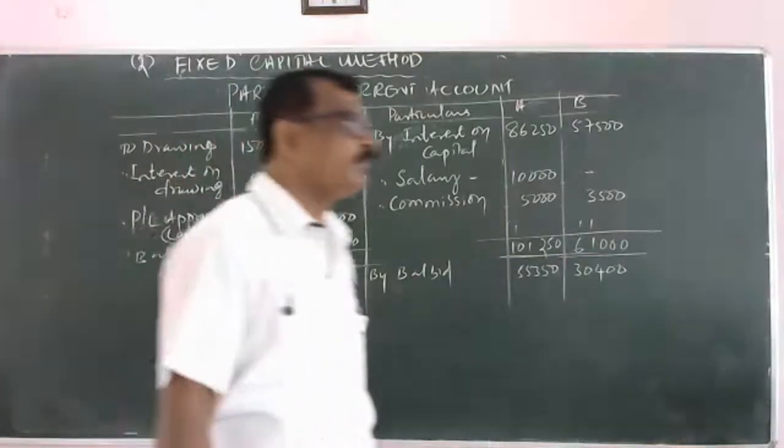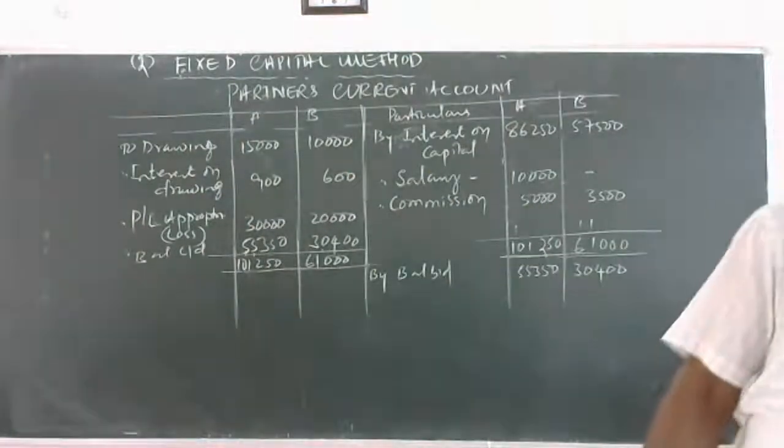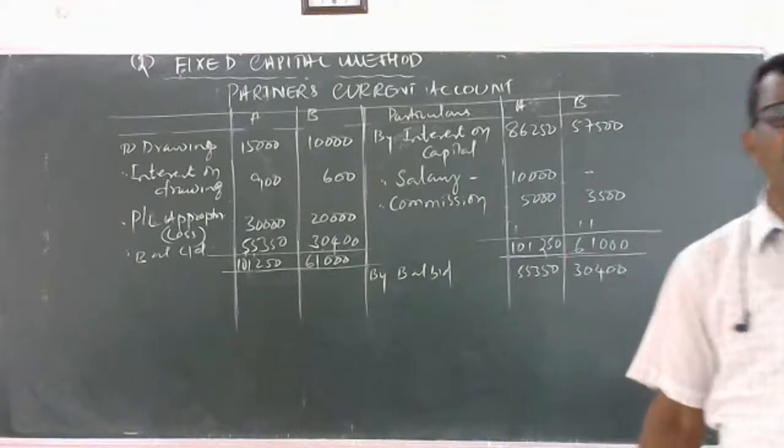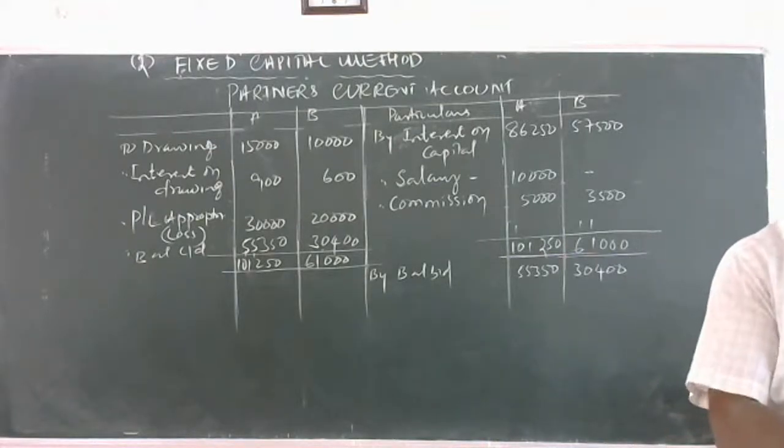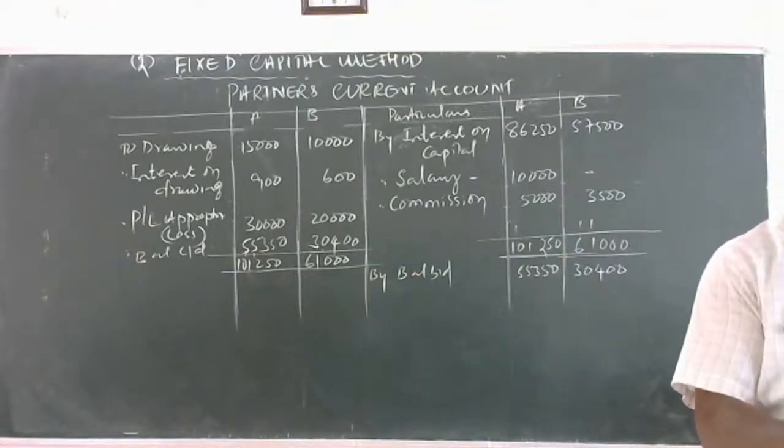It is the capital account of the partners and the current account of the partners, fluctuating capital method and the fixed capital method, isn't it?